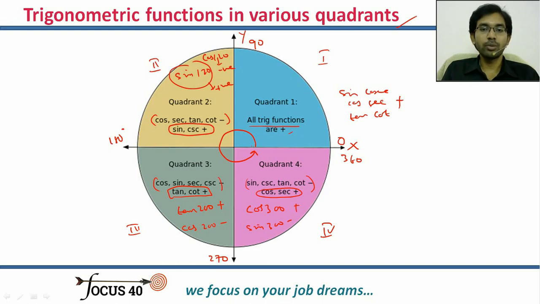Actually, you can remember it with a trick. In the first quadrant all are positive, so take the first letter A. In the second quadrant sine and cosecant are positive, so take the first letter S, and here the first letter is T, and here the first letter is C. So ASTC. We can actually make a phrase with it: All students take coffee.